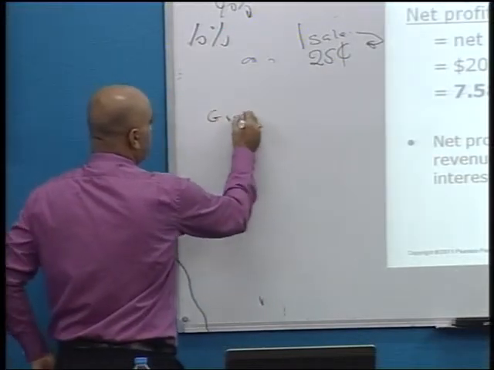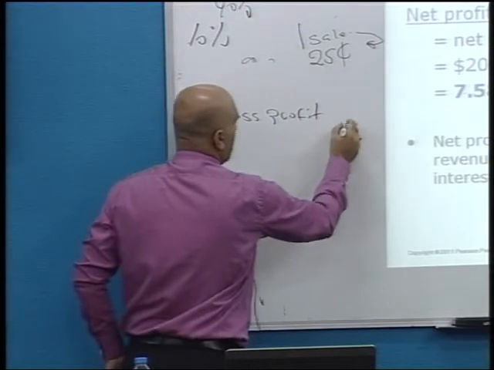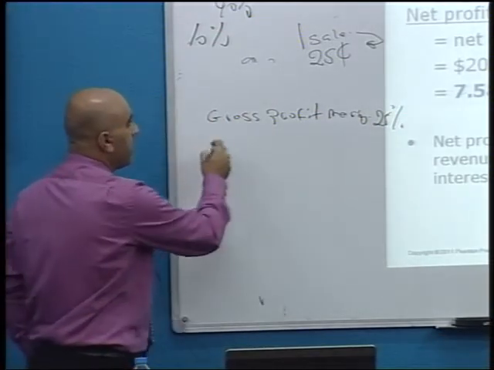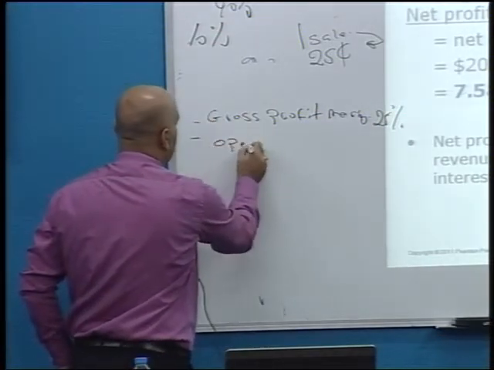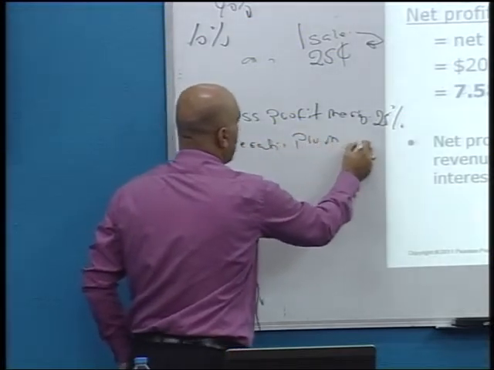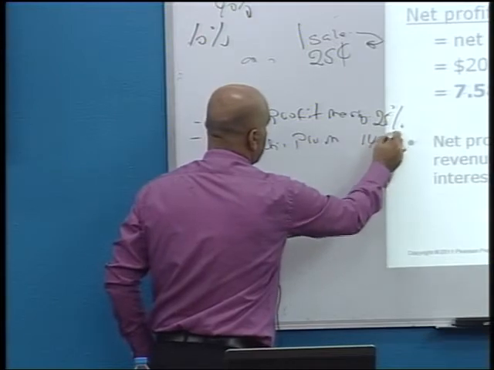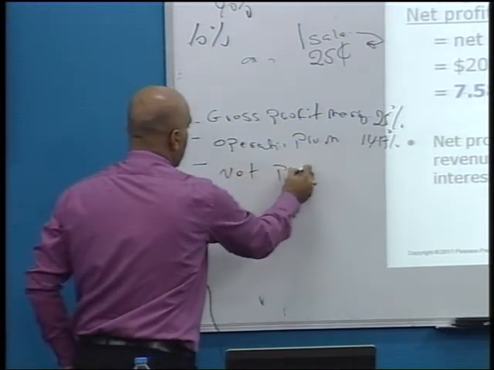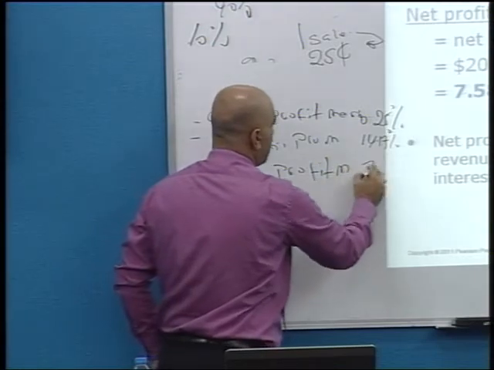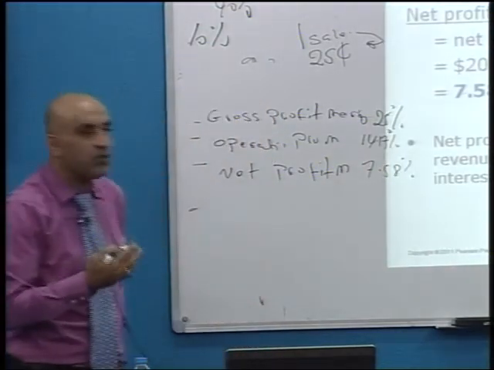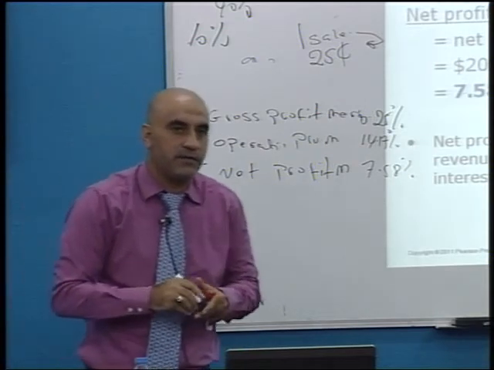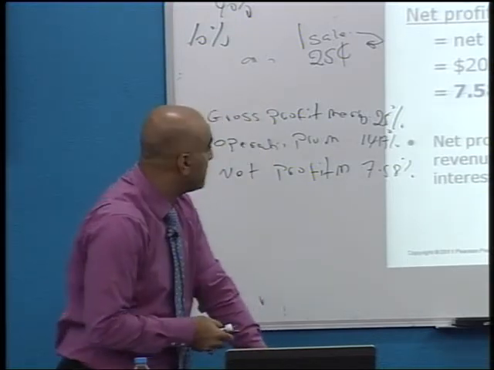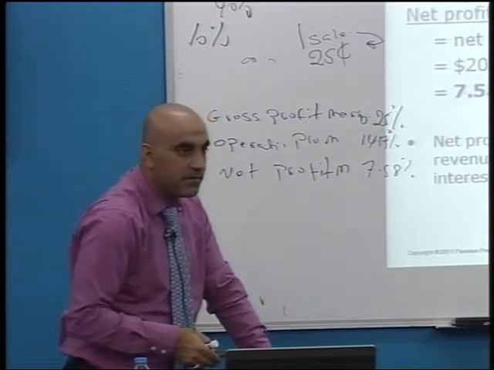So the gross profit margin is 25%. The operating profit margin is 14.17%. The net profit margin is 7.58%. So what do you observe in these figures? The first one is 25%, the second is 14.17%, and the third is 7.58%.